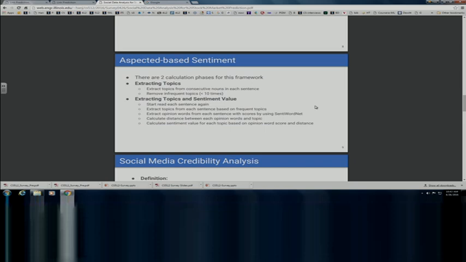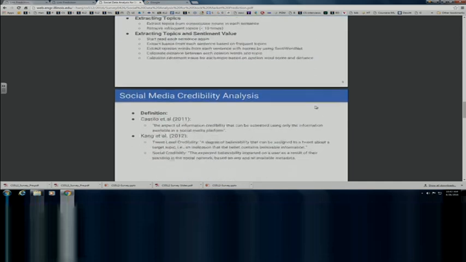After that, we calculate the distance between each opinion word and topic in each sentence. After we have the distance value and sentiment score, we put them together to calculate the sentiment value. So the final result is a pair of topic and sentiment value.